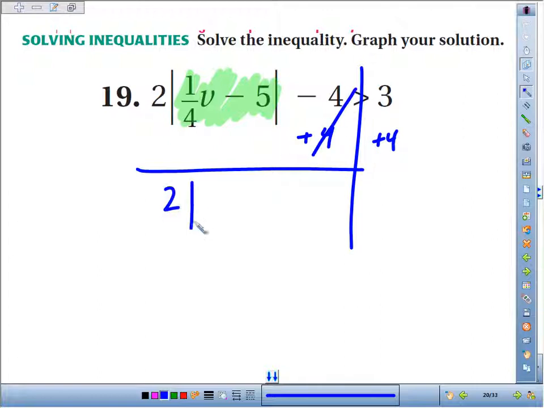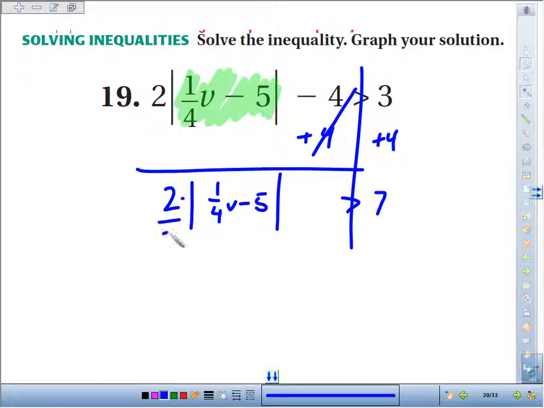You got 2 times the absolute value of 1/4 v minus 5 is greater than 7. To cancel out the times 2, we divide by 2 on both sides. We get the absolute value of 1/4 v minus 5 is greater than 7 divided by 2, that's 3.5.